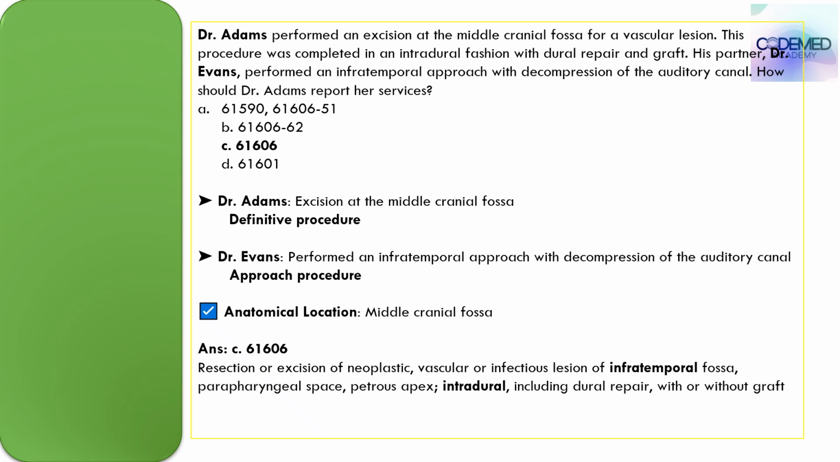Now we need to find out how many surgeons are there. There are two surgeons, right? Dr. Adam and Dr. Ivan. So first find out what is the role of Dr. Adam. Dr. Adam is doing excision at the middle cranial fossa, because Adam is doing what? Excision of the middle cranial fossa, and he is actually doing the definitive procedure because he has excised the lesion from the middle cranial fossa.